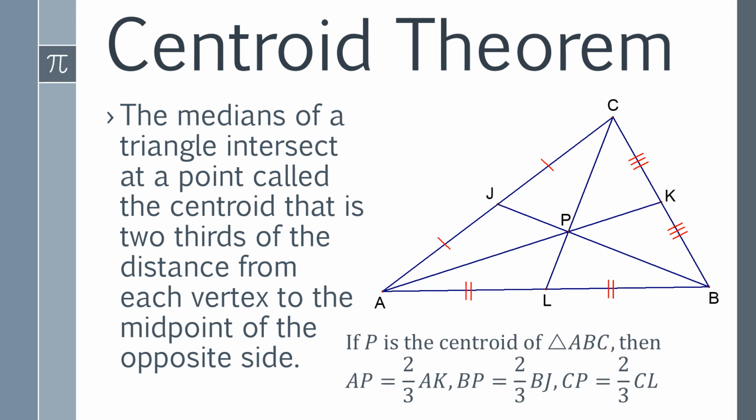Centroid theorem. Basically what this theorem says is the medians of a triangle intersect at a point called the centroid. That is 2/3 of the distance from each vertex to the midpoint of the opposite side.